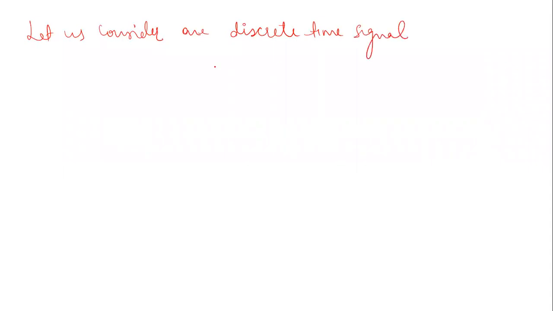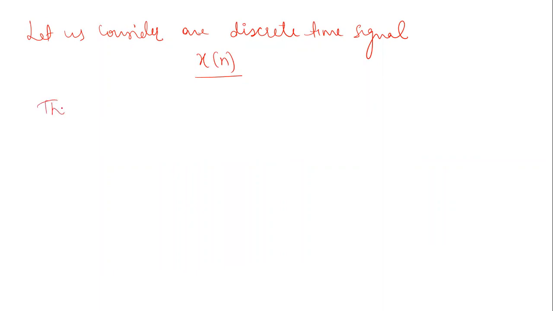So now let us consider one discrete time signal, which is, let us say, xn. So xn is a discrete time signal, right?